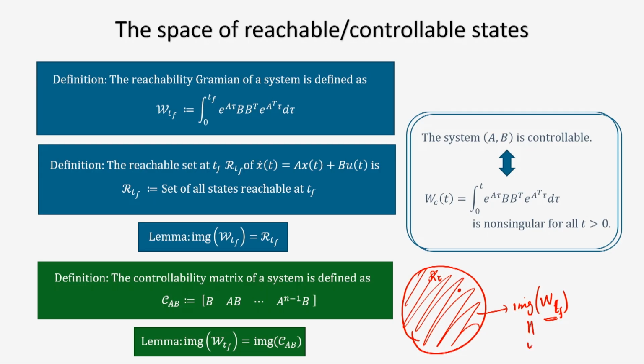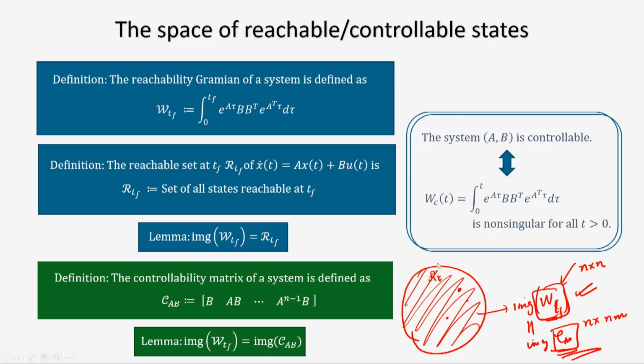It turns out this is equal to the image of CAB, which means any point here can be written as a linear combination of the columns of CAB. C is an n cross n matrix, and what is CAB? CAB will be an n cross nm matrix. So you can see that this is a fat matrix, and this is a square matrix. But the image of both these matrices is the reachable set.